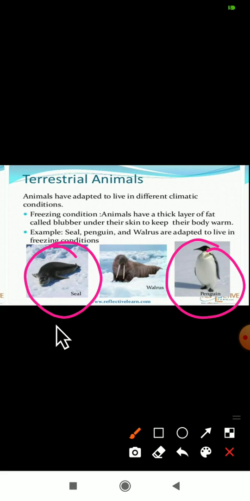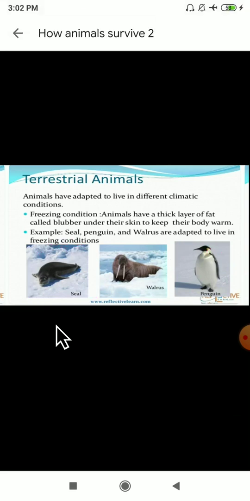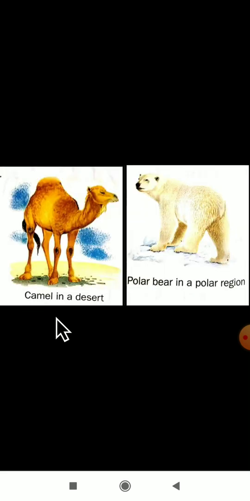These are terrestrial animals, but they live in cold regions only. But if you see the camel, where does the camel live? It lives in hot deserts only. This is all about the terrestrial animals we have studied today.